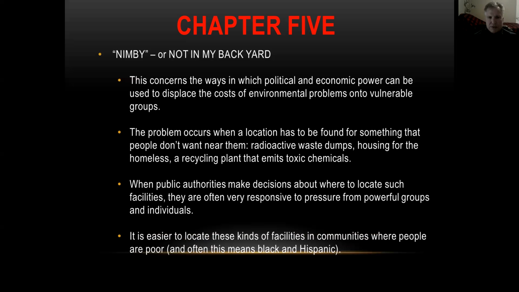So it's easier to locate these kinds of facilities in communities where people are poor. And unfortunately, this often means minority communities. This is a pattern that you see across cities in the United States, where you will have a plant that emits a toxic chemical. The easiest place for it to locate is in a poor community, because it's not going to meet the resistance that it would if they were trying to locate near a wealthy community. There's an interesting statistic I'm going to read from the textbook.